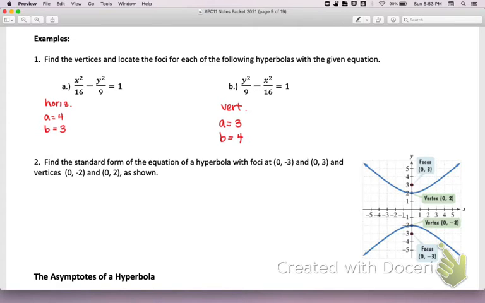Let's go back to part A. The center is going to be 0, 0 because we don't have an h, k. We haven't changed anything here.